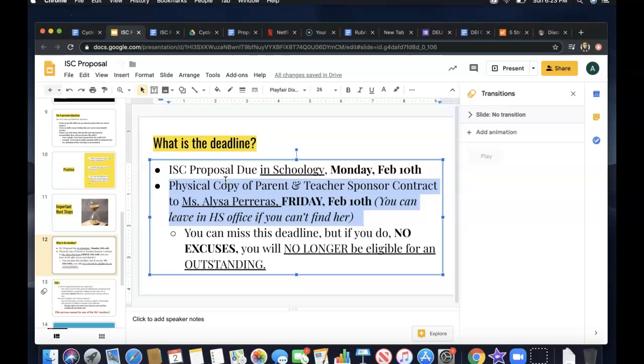I'll print out all of these for you and make sure that you guys have them. But it's just a document that we are giving to kids that their parents have to sign, that they understand what the kid's project is. And then they also have to have a teacher sponsor sign saying they agree to be their teacher sponsor.